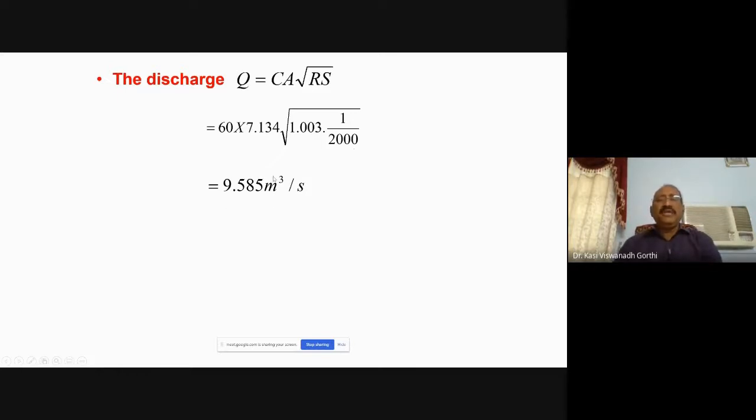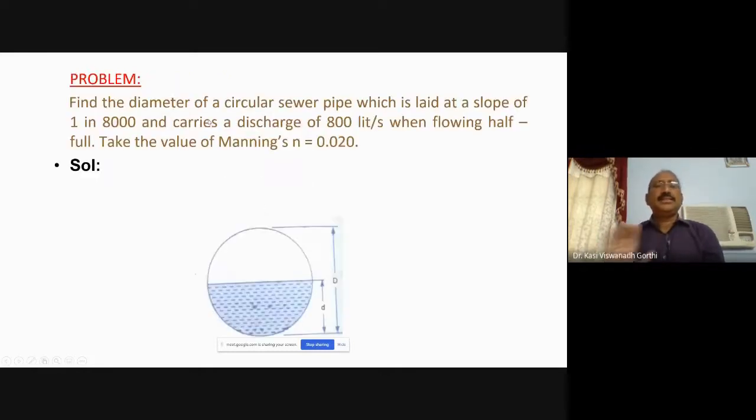So 9.585 cubic meters per second is the discharge. One more problem. Find the diameter of the circular sewer pipe.